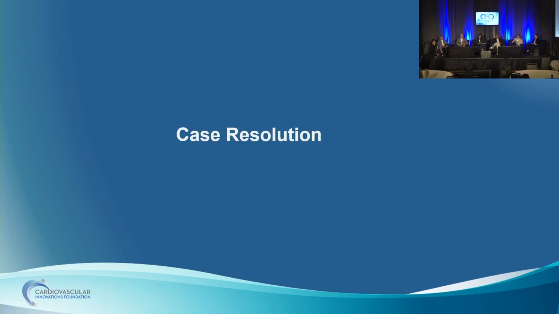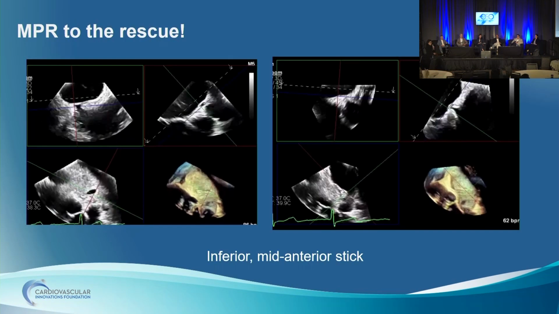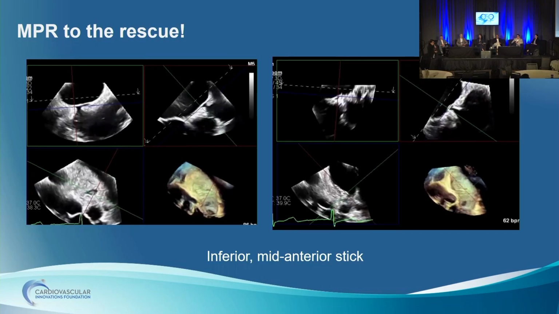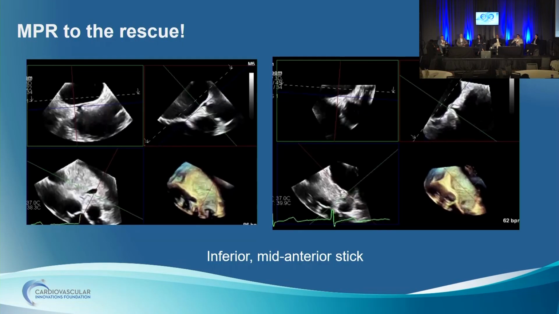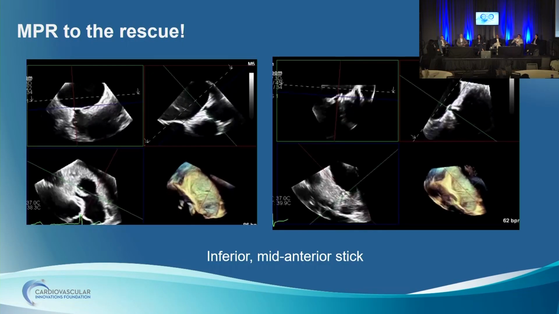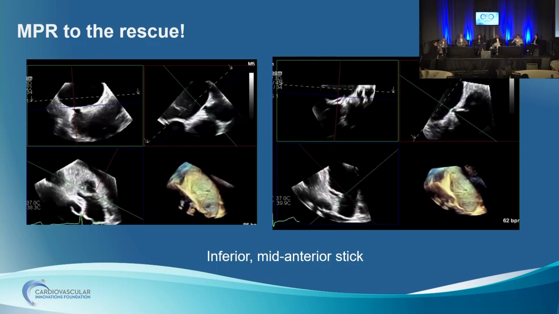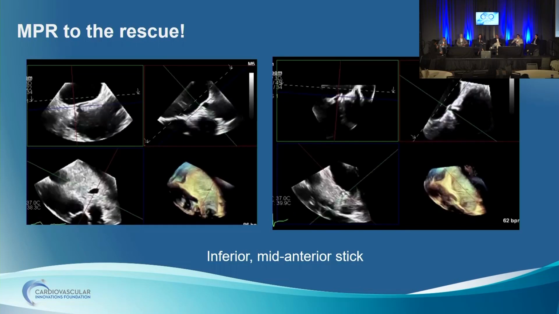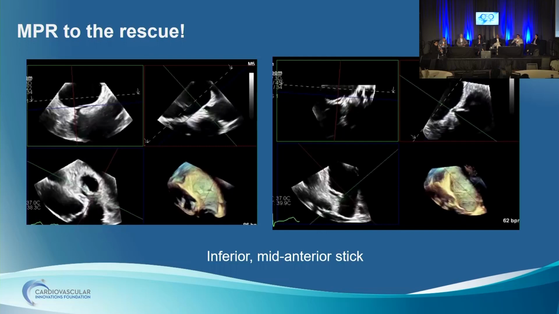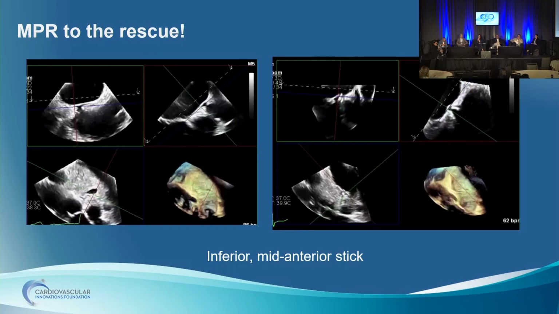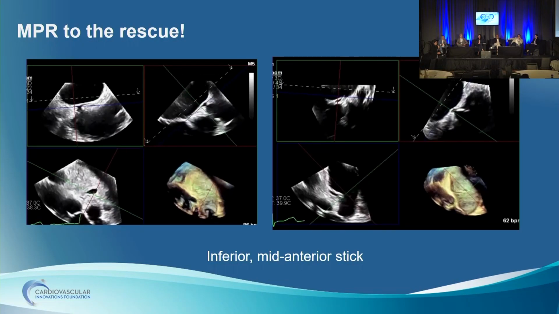All right, so let's see what we did. 3D MPR obviously came to the rescue. What we really tried to do was go as inferior as possible on the stick, and we actually stuck mid to slight anterior on that septum. In the right-hand panel, I tried recreating your short axis view and the long axis view of the septum. In the green plane, that's where you have that anterior stick, and in the red plane you have that inferior pointing stick.